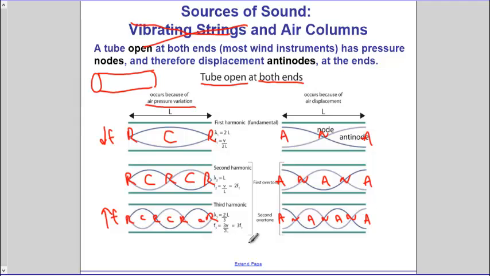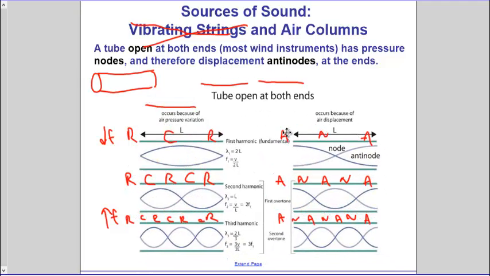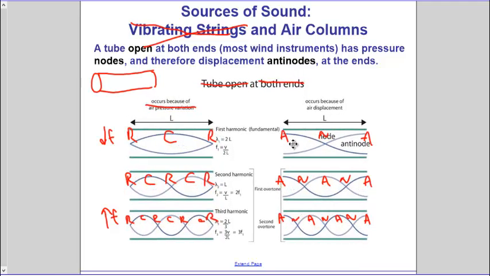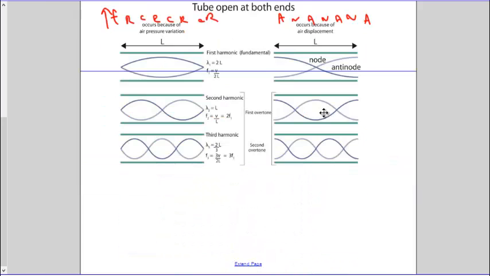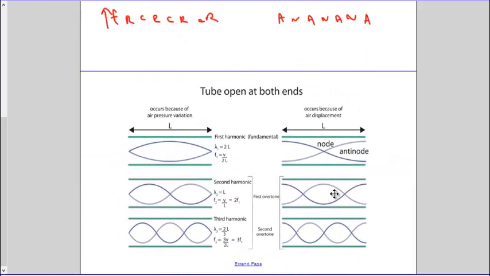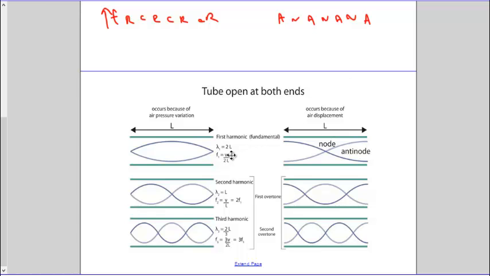Let's go through an exercise. We've identified whether or not there are nodes or antinodes. I'll just extend the page and I'll drag this down because we're going to use the same slide. You can rewind if you need to see that again. Let's take a moment and identify how many wavelengths are present.